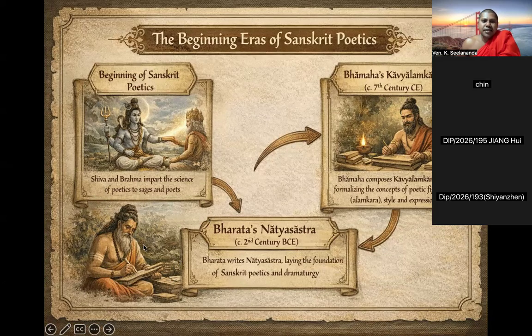You can see here the beginnings of Sanskrit poetics. It is received from Shiva to Brahma, and he gave it to the 18 branches of the poetics. After that, we can see Bharata's Natya Shastra, 2nd century before the Christian era. Bharata's Natya Shastra is the first work that reveals the Sanskrit poetics.